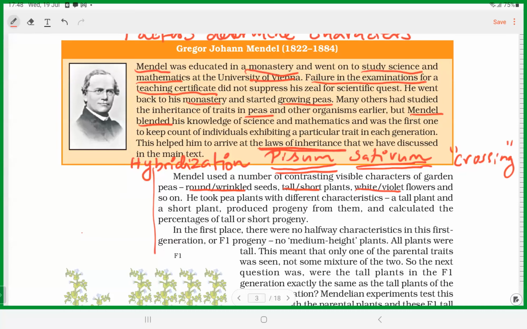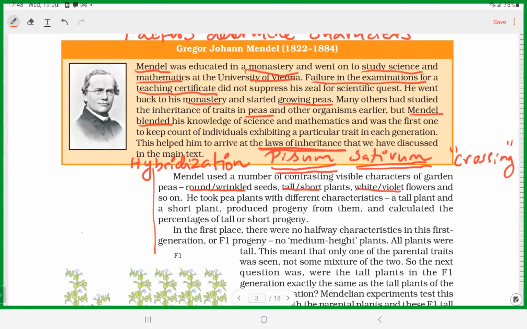Look at that, well-defined characters in the book. Well-defined characters means 7 contrasting characters, and it is a bisexual flower. It is predominantly self-pollinating, but you can do cross-pollination by emasculation and bagging. And then easy hybridization, crossing experiments are easy. So these are the main reasons; the plant had more advantages.